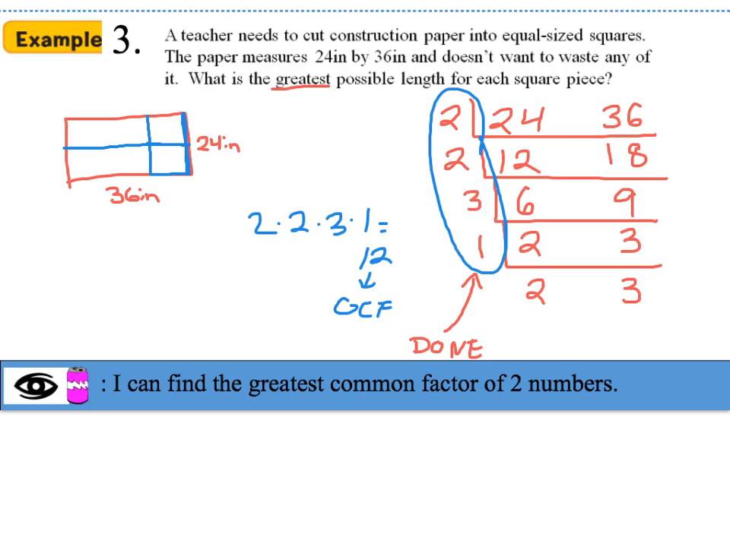So this is one 12 by 12 square. Here's another 12 by 12 square. Another 12 by 12 square. Another 12 by 12 square. So if I look at that sheet of paper, this teacher can make 6 12 by 12 squares.